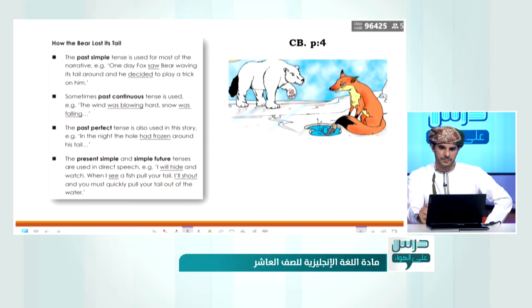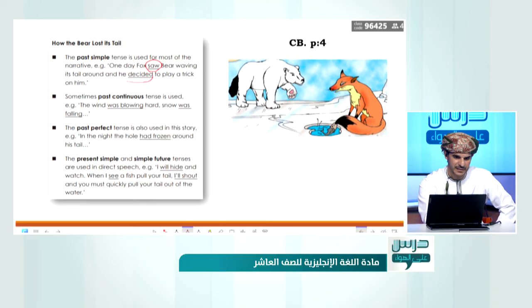Let's take some examples of these tenses from the stories that you have already studied before the last session. Okay, past simple. Concerning this story on page 4 of your class book, How the Bear Lost Its Tail. Past simple, look here. One day Fox saw Bear waving its tail around and he decided. These verbs are in the past tense.